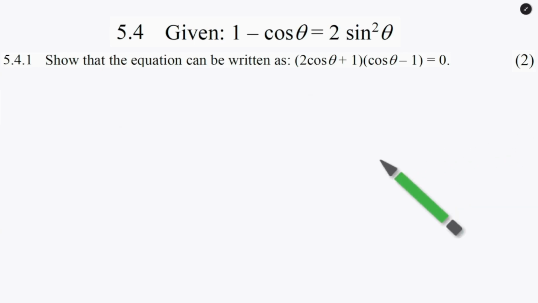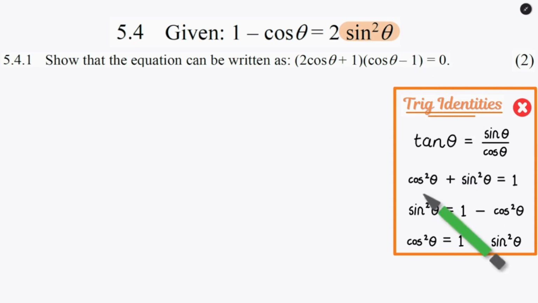In question 5.4, we have a trigonometric equation. So we've got to turn this thing into this thing. Okay, so what I'm seeing is this one has sine squared, but this one does not have sines. So I want to get rid of the sine squared, and we're going to do that using trig identities.